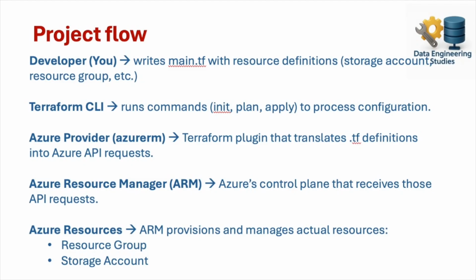Next, we have Terraform provider, which is a Terraform plugin. The Terraform provider translates the .tf definition into Azure API requests. Next, we have Azure Resource Manager. Azure Resource Manager is the Azure control plane. ARM receives API requests from Terraform. From the Azure resources, ARM provisions and manages the resource group and the storage account.